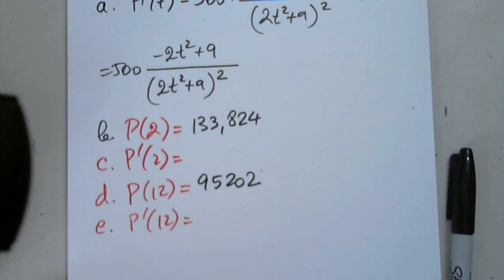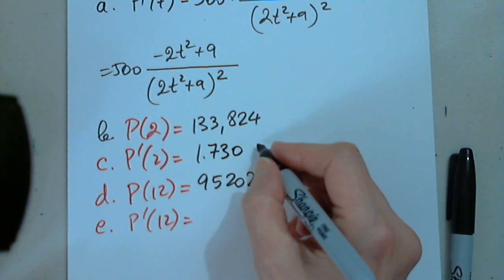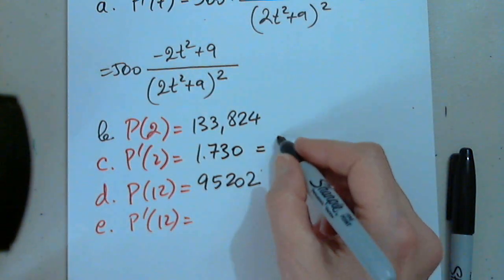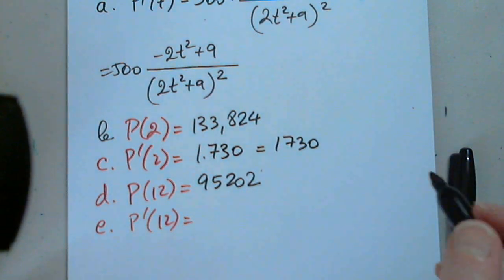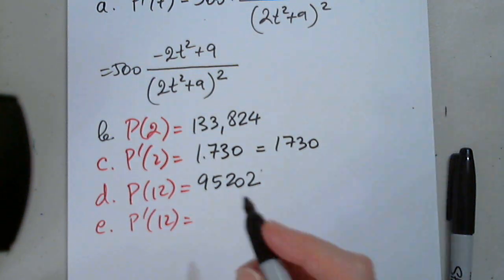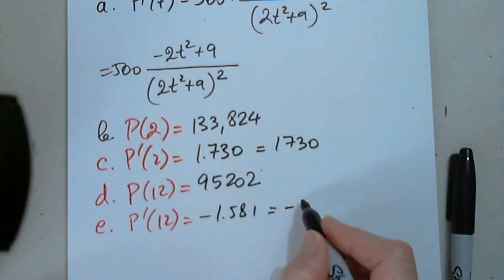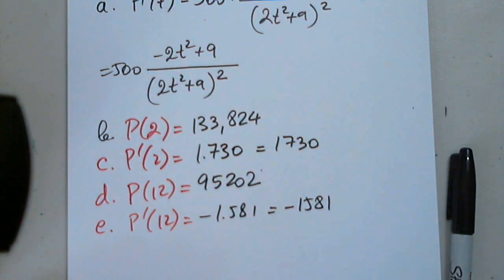So 1.730, which is 1730. And we're going to write the measurement unit in a moment. And negative 1.581 or negative 1581. So let's put the measurement units for all these.